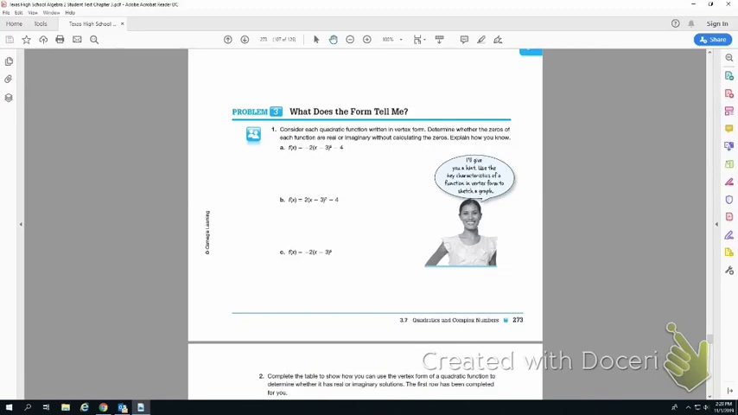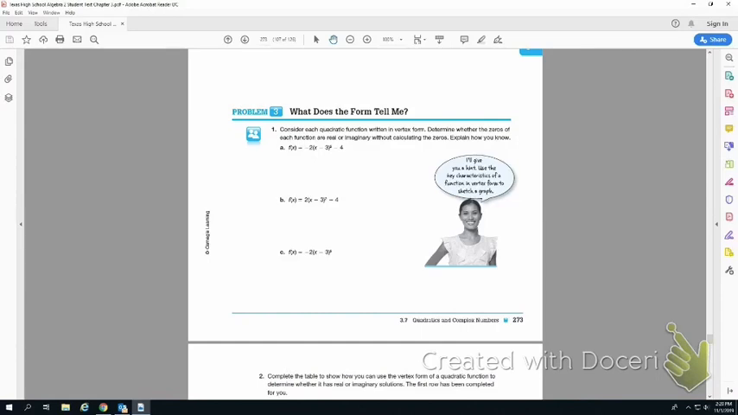Well, you can look at the vertex. You can do what? You can convert. So you kind of have 2 options. You can either convert it to standard form, which takes a while, and then you can do the quadratic formula, which takes some time as well, or you can use the characteristics of the parabola to figure it out.